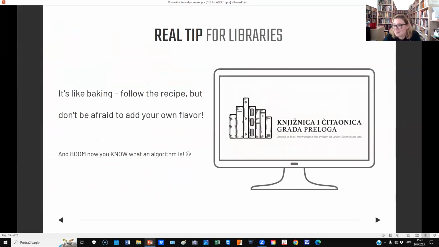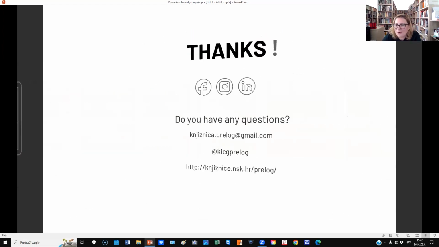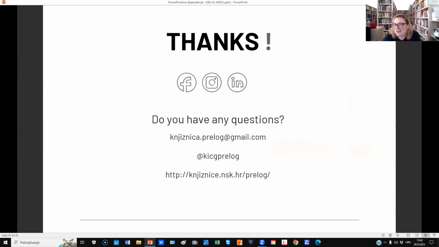The tip is this. We have a recipe, but a recipe is also an algorithm. And if you want to change anything in the algorithm, the outcome might be different, but it will suit your needs. So now you know what an algorithm is. I know that you know how to bake something. And if you want to ask me any questions or offer any kind of cooperation, I'm here.